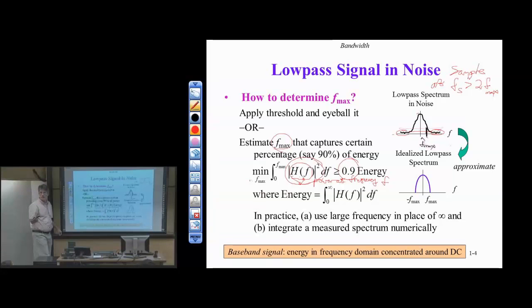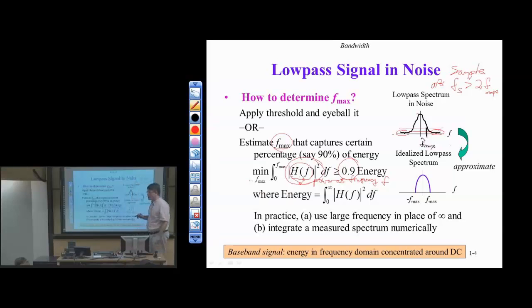Go ahead. Can you explain again the minimum frequency max? So this is saying find the minimum F max for which, when I integrate the power spectrum, I get 90% of the energy. So what I'm really looking for is the F max value that would give me the equality if I could. So let's say a kilohertz gives me 90%. So 2 kilohertz might give me 92%. But the answer I really want here is the smallest F max that gives me 90% of the energy.